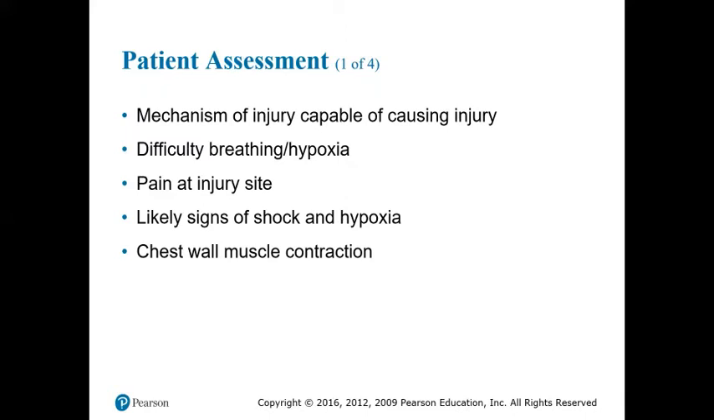So how do we assess people with a potential chest injury? We want to look at the mechanism of injury. What happened to that person to make you suspect this could be a chest injury? Somebody gets smashed in the chest with a baseball bat. Did they fall from really far? Were they in a bad car accident? We put our detective hats on and try to figure out what type of injury this person could be having. Are they having difficulty breathing? Are they hypoxic? Pain, obviously, likely signs of shock and hypoxia, and chest wall muscle contraction.